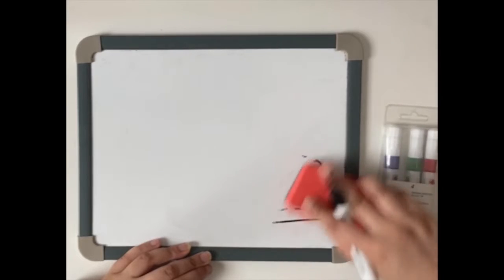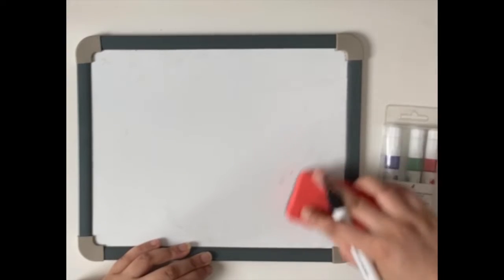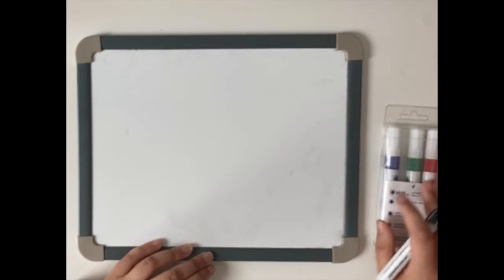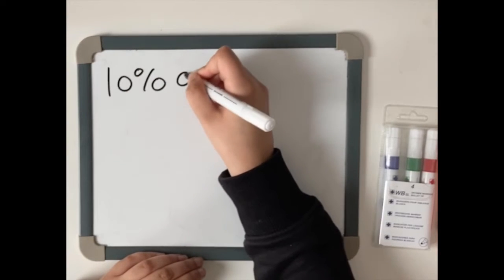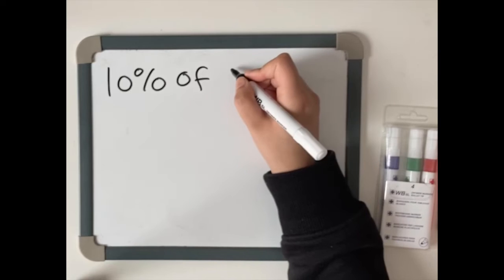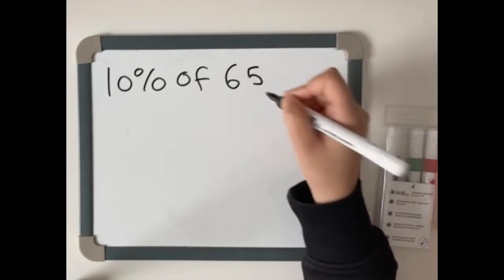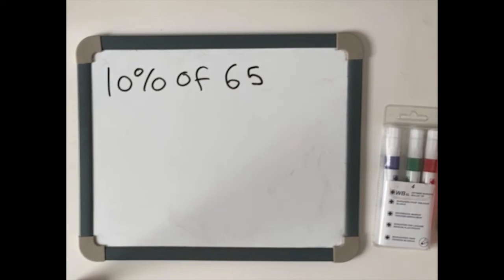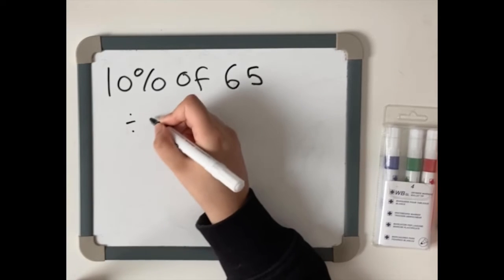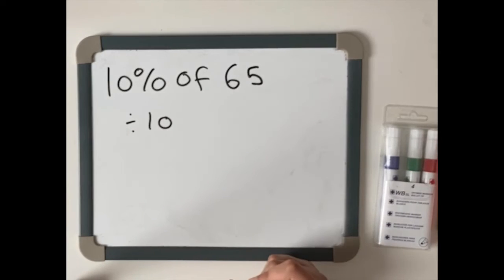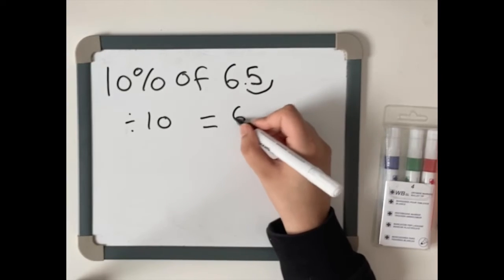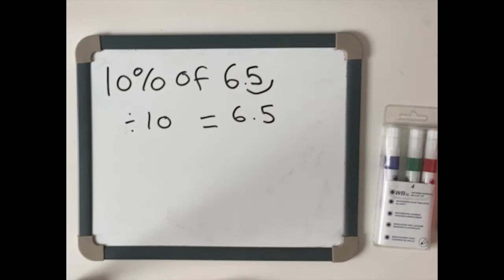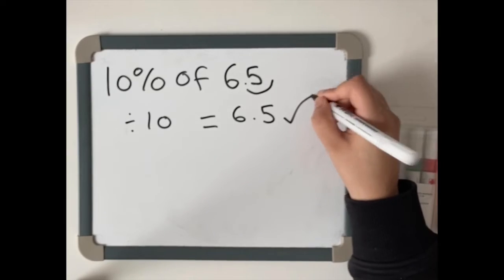Let's have a look at another one. This time have a go on your own. It's quite simple working out 10%. 10% of, let's do 65, okay? So 10%, once again, we're going to divide it by 10, and the decimal point is going one place to the left. So the answer is 6.5. Well done if you've got that right.